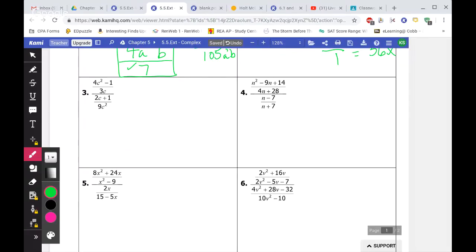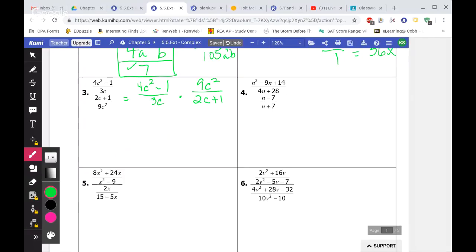All right, number 3. Once again, we have single fractions in the numerator and the denominator. So all we have to do is keep, flip, change. That first one is 4c squared minus 1 over 3c times 9c squared. We're flipping this second one to its reciprocal, 2c plus 1.